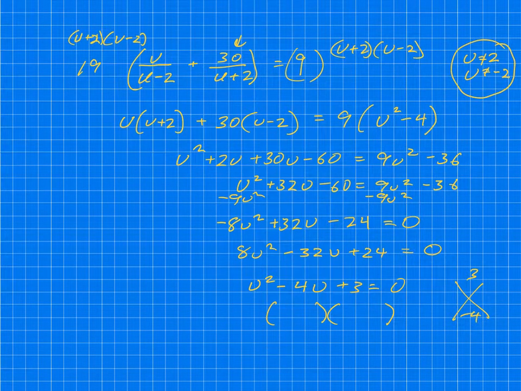Say it again? u minus 3, u minus 1. Minus 3 minus 1, yeah, I agree. All right, that gives us a positive. So it's going to be u minus 3, u minus 1 equals 0. Therefore, u is equal to 3, and u is equal to 1. And check your domain. Are those allowed values? Yeah, okay.